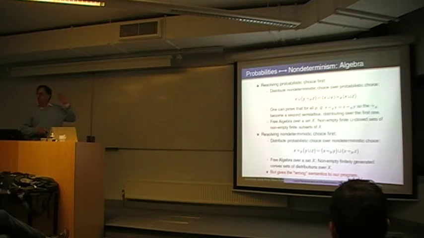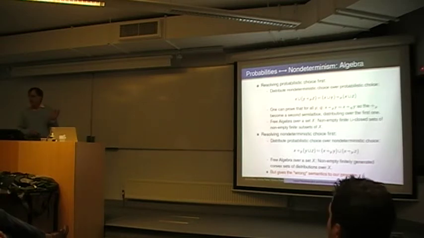It's an absolutely horrible law, in the following strict sense: you can prove by equational logic that all quantitative information gets lost. Choosing between x and y with probability p is the same as choosing between x and y with probability q, for any p and q. This is getting pretty bad.